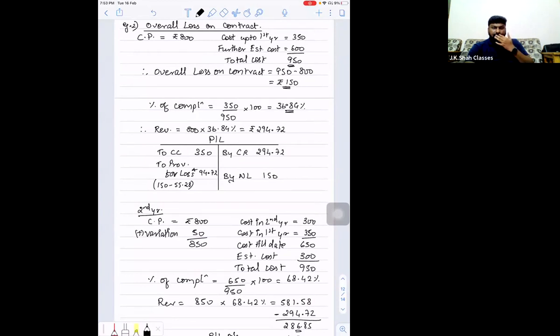Sir, one small clarification, sir. Could the loss not be covered by the escalation clause? It depends. If there is an escalation clause, then it will be covered. But in my example, I have not taken it. And see, all your losses cannot be covered by escalations. A certain part of your loss can be covered by escalation, not all the losses. So that totally depends upon what your agreement is with the contractee. Okay, sir. Fine.